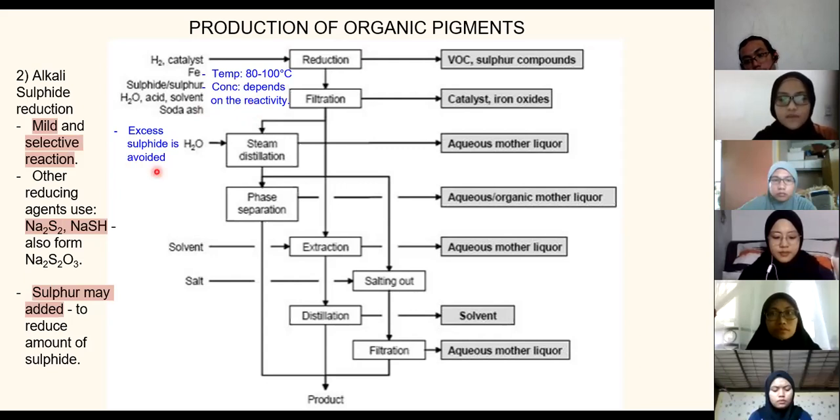The workup depends on the properties of the amine obtained. The common methods are separation as a liquid, cooling and salting out, steam distillation, extraction with organic solvent, and pH adjustment if necessary.